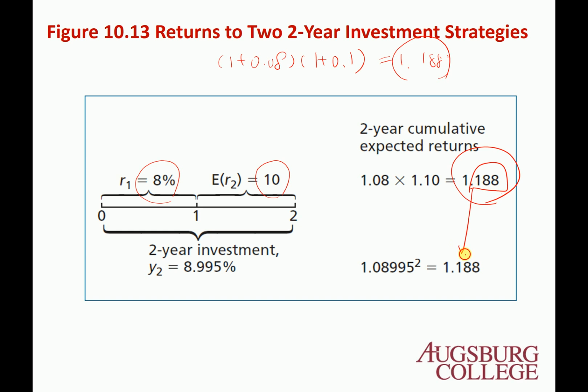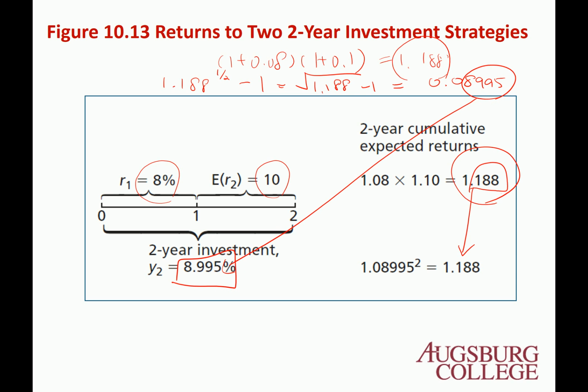Now let's convert it to the 1-year return. So you can solve 1.188 to the half power minus 1, which is the square root of 1.188 minus 1, and that will be 0.08995, which means that now you make 8.995% return annually. So that's the expectations hypothesis. Again, first year 8%, second year 10%. So this is the expected return.